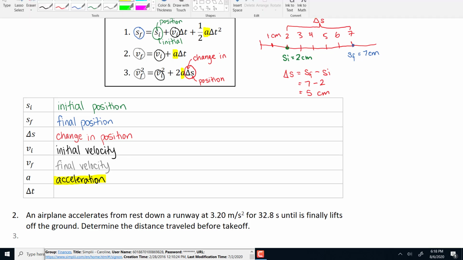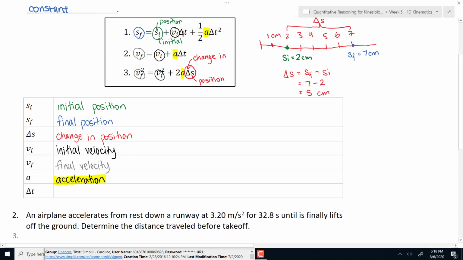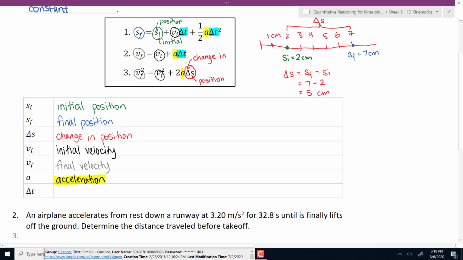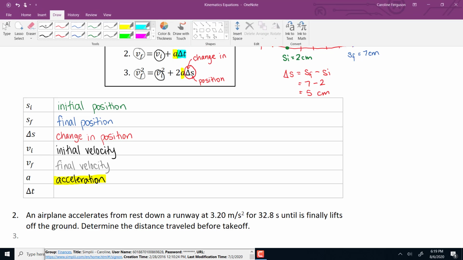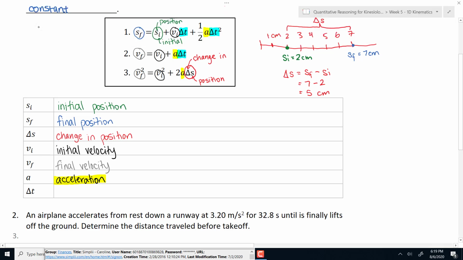And then finally, we have delta t. So you have delta t here, and we have delta t here, we have delta t here. Okay, so two of the equations have delta t in it. What does delta stand for? We already said before that little triangle means change in, and then t is time. So delta t is change in time. All right, so there's my delta t.